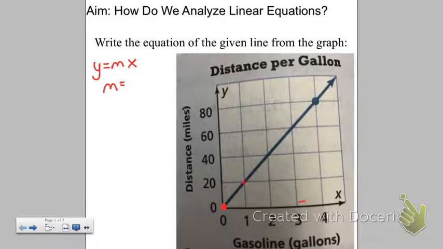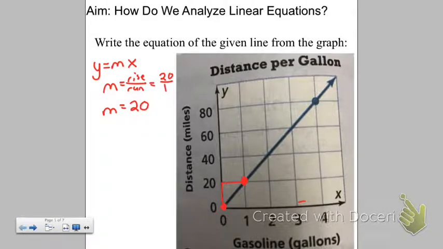So I picked 2 points on my graph. I can use these first 2 points. The m is still going to be my rise over my run. I rise up 1 space, but each 1 space represents 20 miles. And then I run to the right 1, which represents 1 gallon of gasoline. So my m is 20 over 1, or 20.